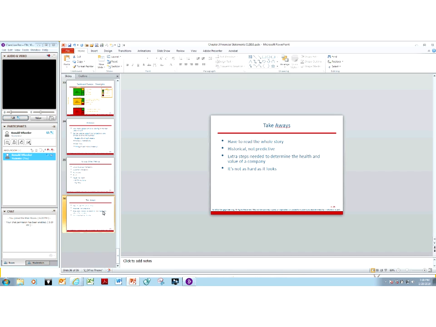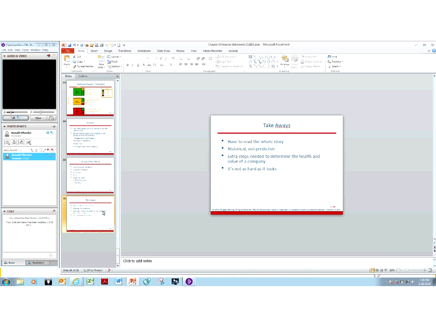You have to read the whole story. You can't look at one thing by itself. You can't get drawn into the income statement and focus solely on net income. You can't just look at one statement. You've got to look at them holistically. You've got to look at them together.